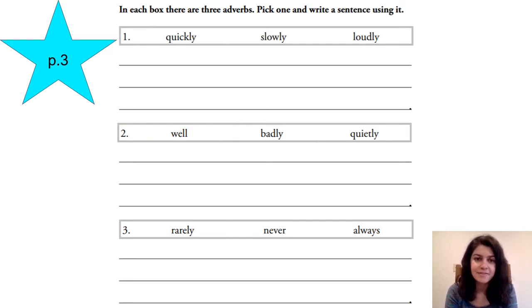Page 3 looks like this. It tells you in each box there are 3 adverbs. Pick one, pick how many? 1, and write a sentence using it. So in the first box, they give you the adverbs quickly, slowly, and loudly. So for example, you might say, I shouted loudly for my mom. Okay. So pick one of those words, whichever one you like the most, and write a sentence using that. Go ahead and press pause and write your sentence for number 1.